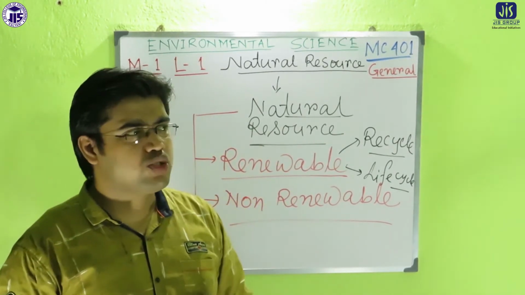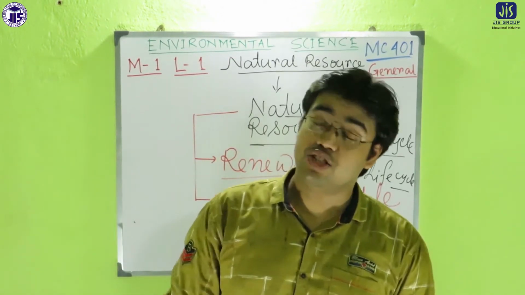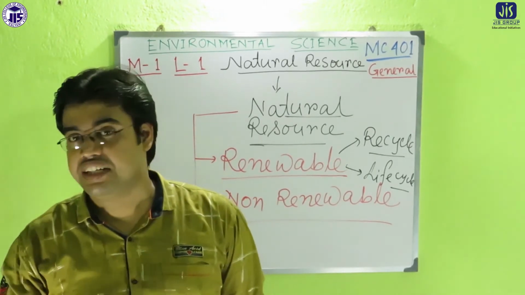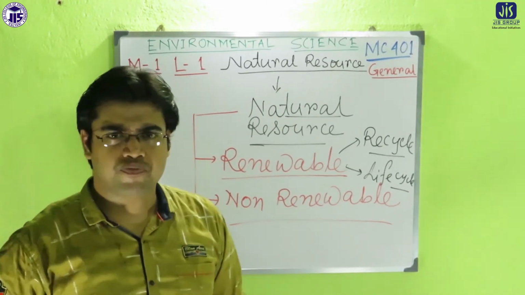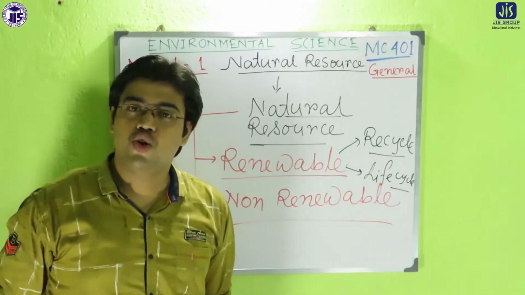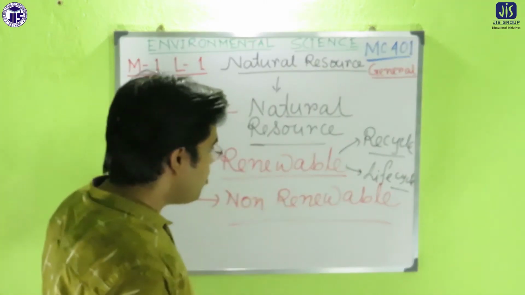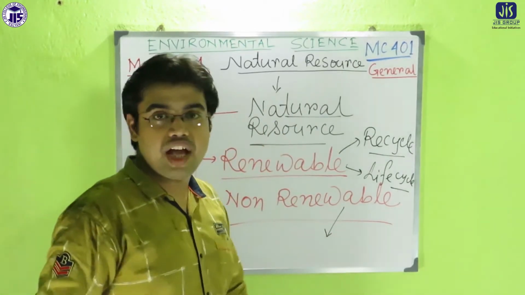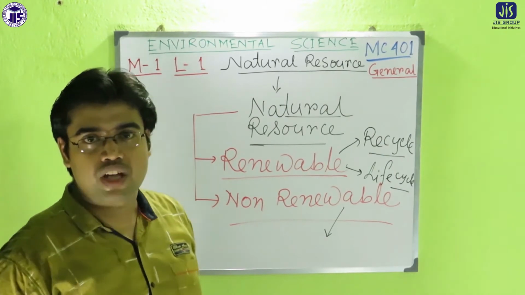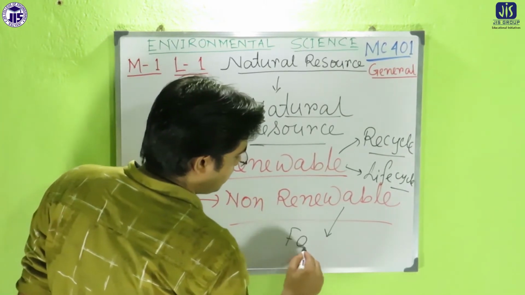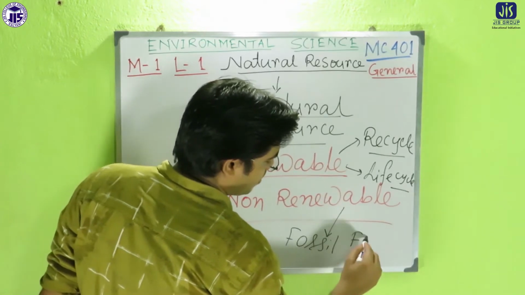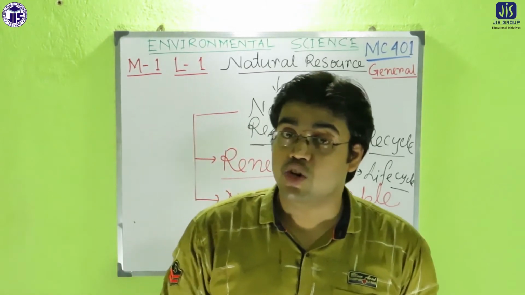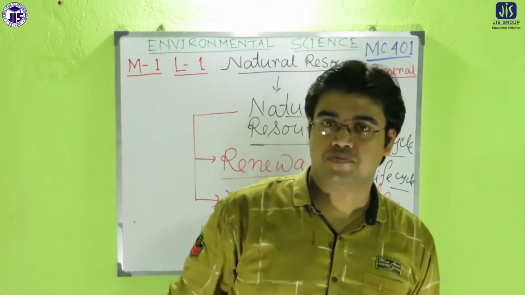And another way, there are so many energy sources that are also included in renewable resources, for example solar energy, tidal energy, wind energy, etc. And on the other hand, non-renewable resource. Non-renewable resource means that type of resources that will be finished after some time, after a particular period. For example, fossil fuel. So fossil fuel is the common example of the non-renewable resources.